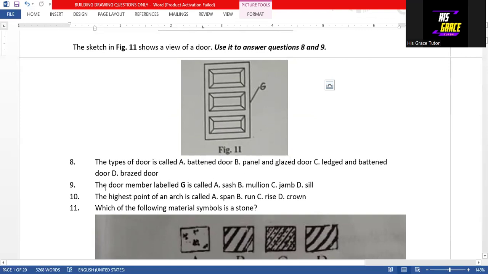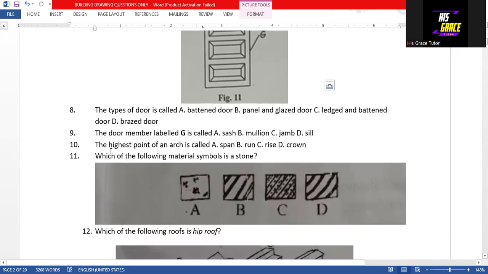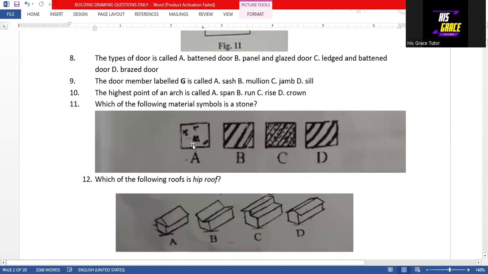Then question 9. The door member labeled G is the jamb. Then question 10 says that the highest point of an arch is called a crown. That is option D. Then question 11, which of the following material symbols is a stone? Option A is the answer to question 11.